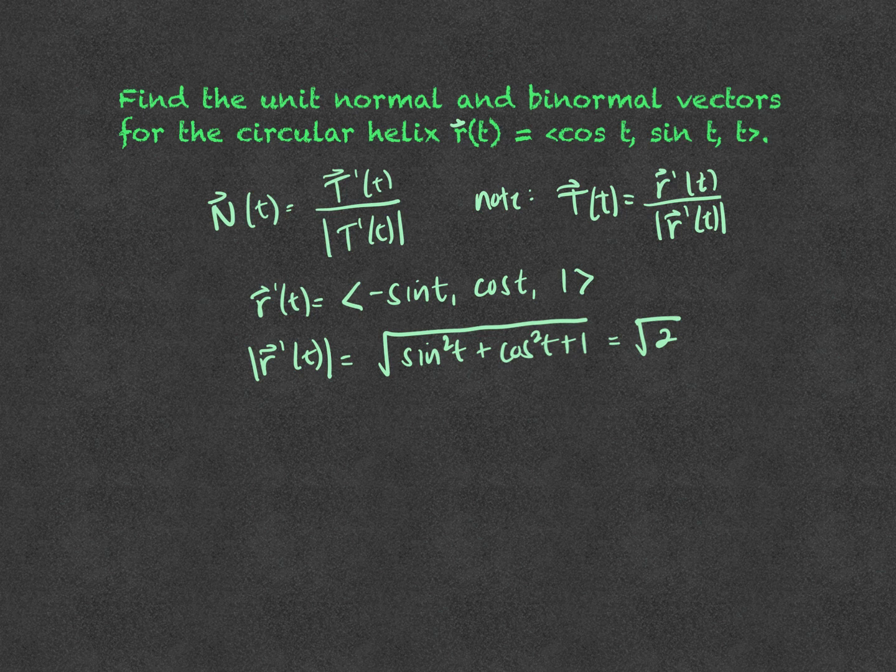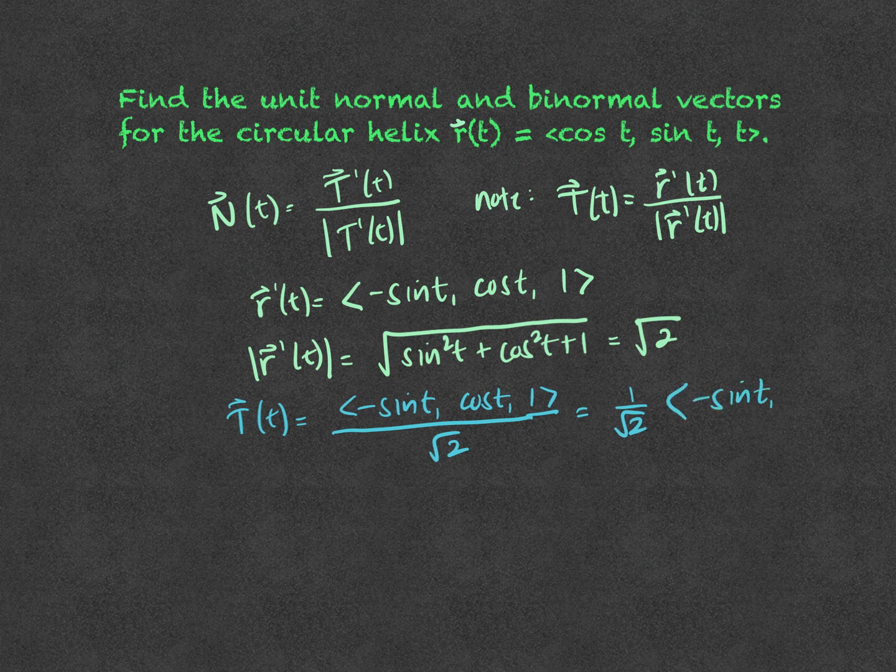Now let's look at T of t, the unit tangent vector. It's r prime of t over the length of r prime of t. So r prime of t is negative sine t, cosine t, 1. And the length of r prime of t is the square root of 2. So we're going to pull this out front, 1 over the square root of 2, negative sine of t, cosine of t, 1. So that's our T of t.